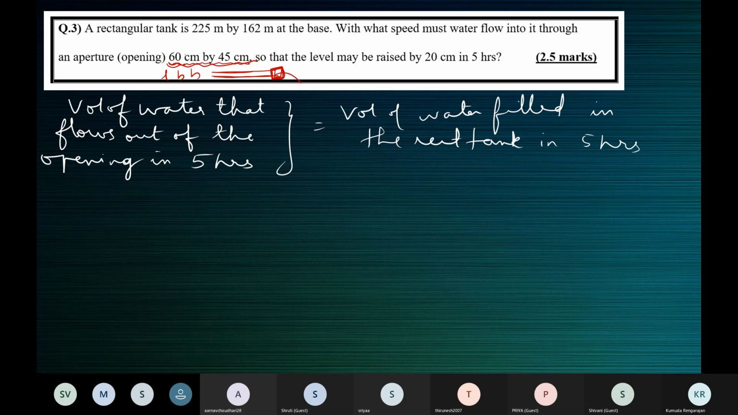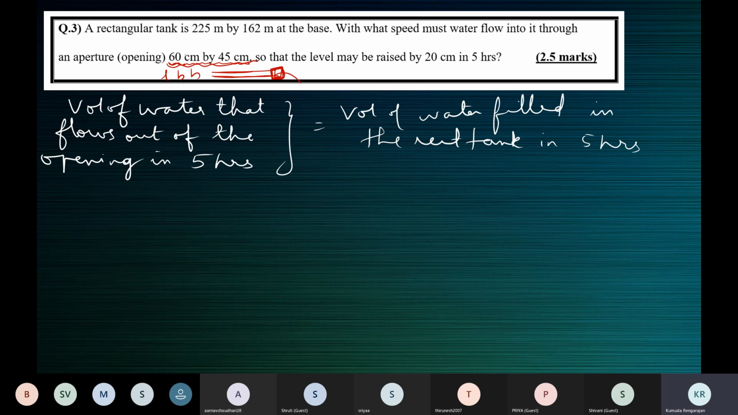If you want the tank to be filled with water to a height of 20 centimeters in 5 hours, see your conditions. You want the water to be filled to a height of 20 centimeters in 5 hours exactly. Not less, not more. Then what should be the speed of the water that comes out of the pipe is the question. Pipe meaning that opening. The opening's length and breadth given. Rectangular. The rectangular tank's length and breadth given. That will not change. The height of the water in the tank can be different. But the length and the breadth have to be fixed for the tank. So that is given to you.